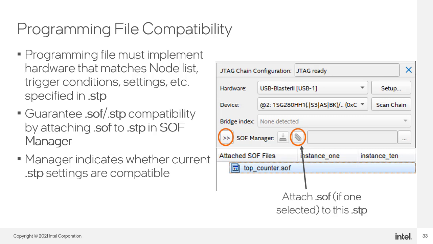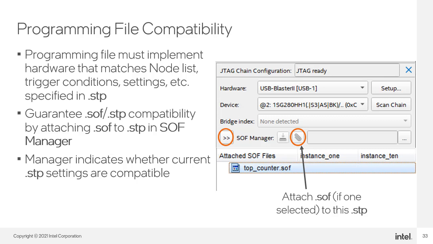You can guarantee compatibility by expanding the SOF manager with the highlighted button, right-clicking and selecting Attach SOF File, or clicking the paperclip icon if a file has already been selected. Once a .sof file is attached to a .stp file, you can move the .stp file to a different location and use it to program the device without the original .sof file.